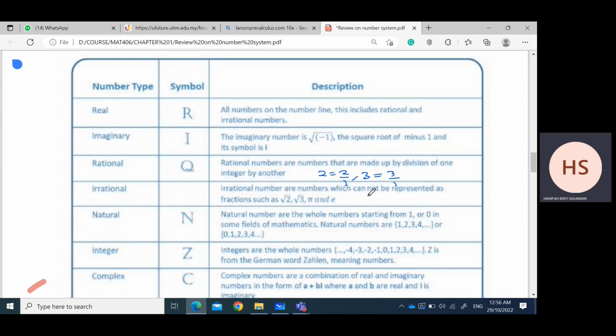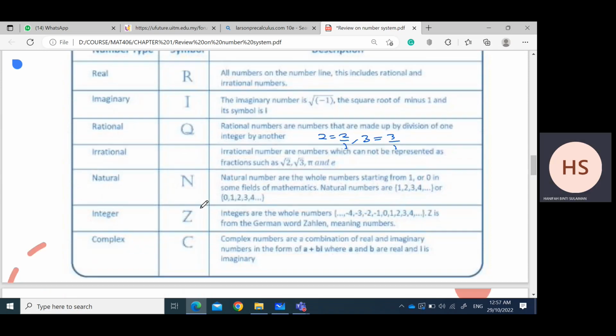So irrational numbers are numbers which cannot be presented as a fraction, such as square root of 2, square root of 3, pi and exponent. Okay, itu contoh-contoh bagi irrational number, which is the number we can't form into a ratio ataupun fraction. Okay, so next we have natural.